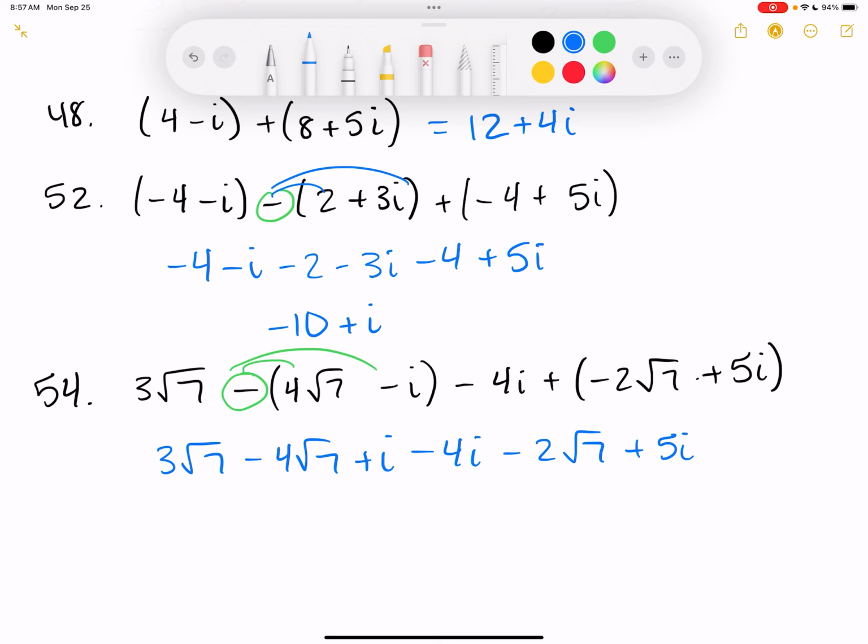And then now I can combine, so 3 square root of 7 minus 4 square root of 7 is just negative square root of 7, and then minus 2 square root of 7. So that's negative 3 square root of 7. Then i minus 4i is negative 3i, plus 5i is 2i. So negative 3 square root of 7 plus 2i would be my final.